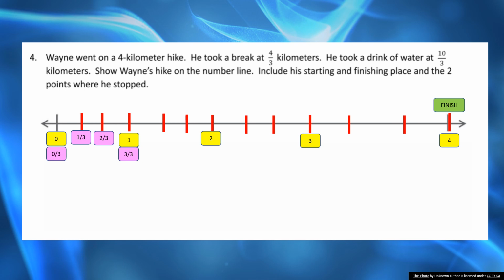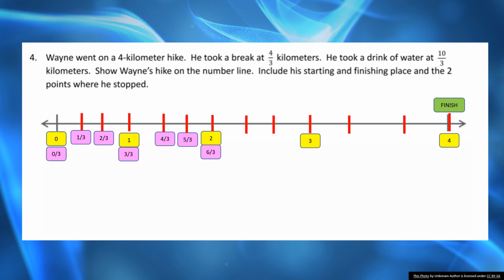And we're going to continue counting. So after 3/3, it's 4/3. Then 5/3. Then 6/3. And make sure that you write 6/3 under the number 2 because 6/3 is equivalent or equal to the number 2, because 6 divided by 3 is 2.